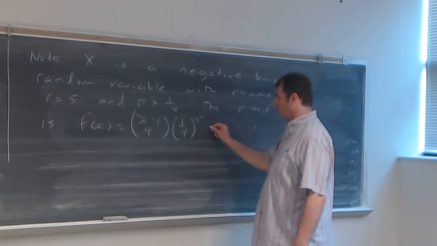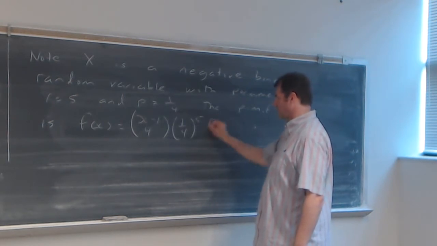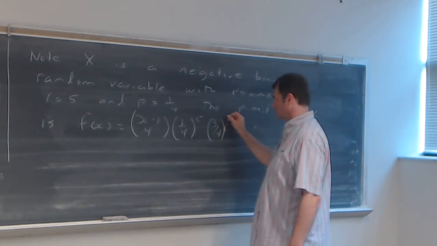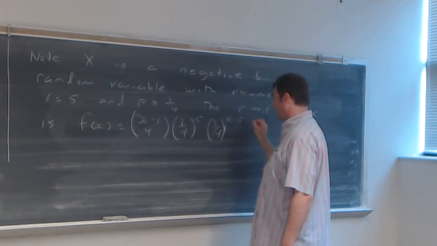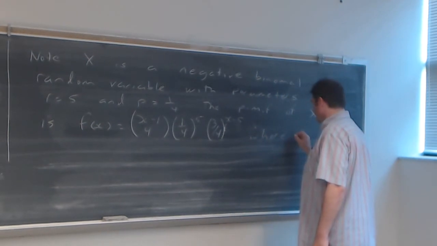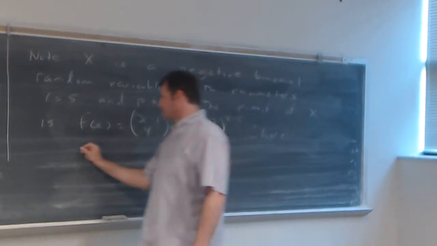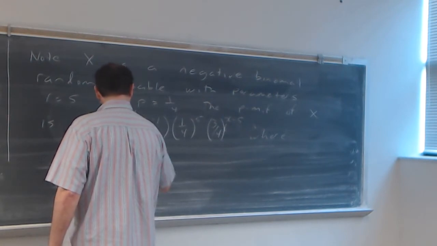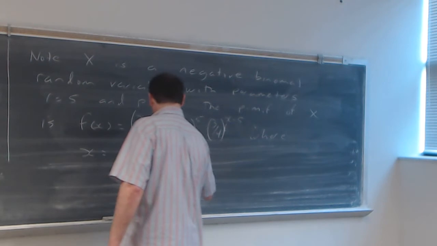That's r. And then here, 3 fourths, the 1 minus p to the x minus r. The x minus r is going to be here x minus 5, where x is equal to 5, 6, 7, 8, forever.